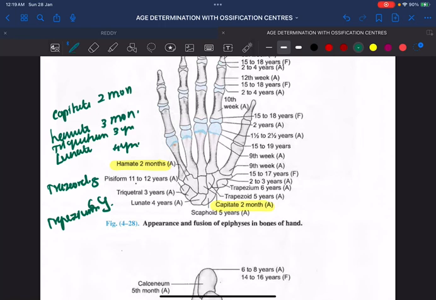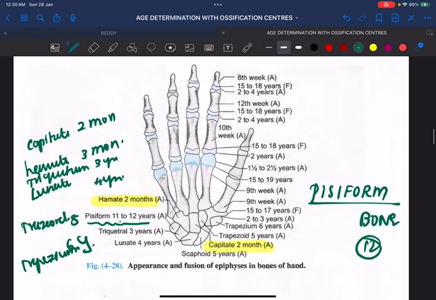Another very, very important thing, pisiform, 12 years. How I used to remember: the word pisiform bone has 12 letters in total, so pisiform bone appears by 12 years. When you see a pisiform bone in an X-ray of the hand, you can say the X-ray belongs to a boy or a girl of 12 years or more, or in the 11 to 12 years range. Always say the age in a range.